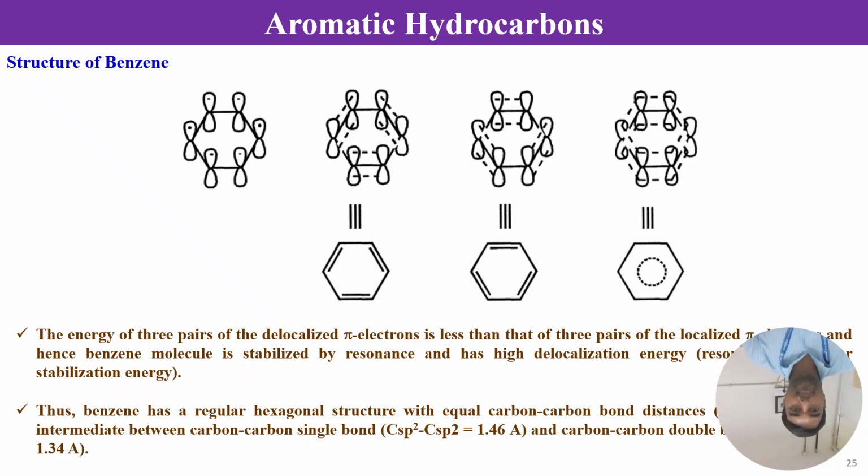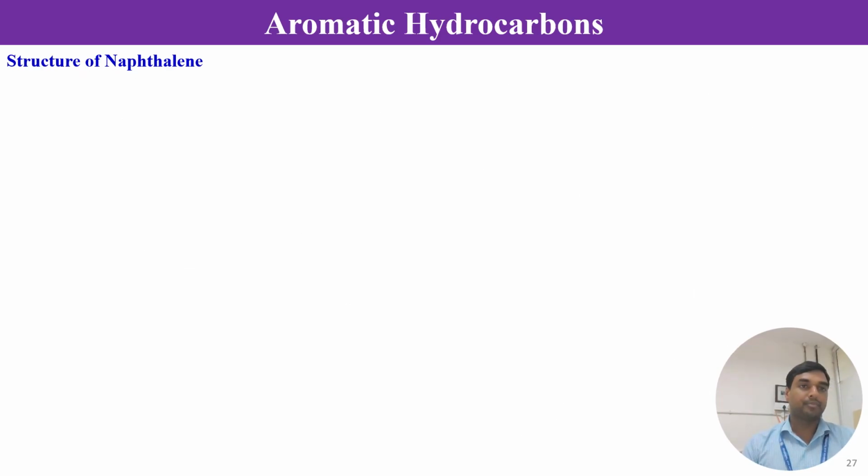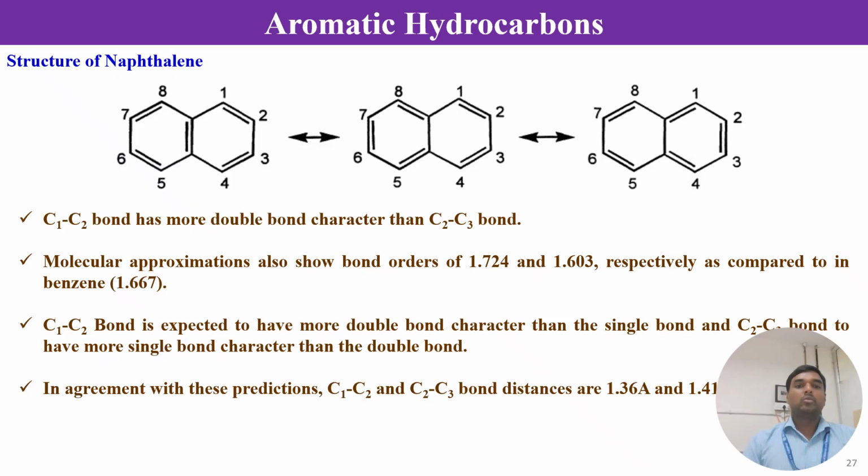It's intermediate. And the structure of naphthalene, you can see that two aromatic rings are fused to each other. So this is also similar to the benzene ring, and it has 10 pi electrons and it's aromatic. So here also, similar to benzene, the naphthalene ring is aromatic and it's a conjugated system, a 10 pi electron system.